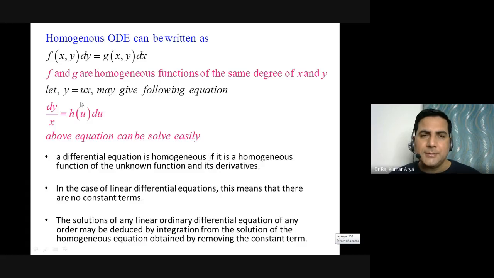Another thing is that if there are no constant terms, that is also treated as a homogeneous equation. Then another definition: linear ordinary equations of any order may be reduced by integration to the solution of homogeneous equations by removing the constant terms. So this is just a small definition of homogeneous equations.